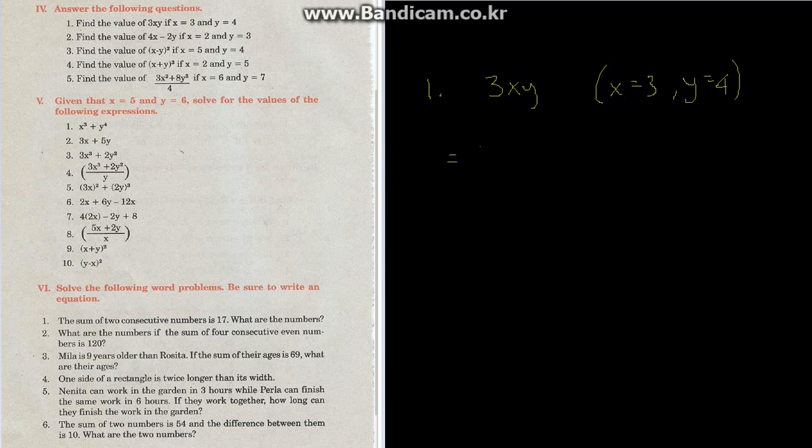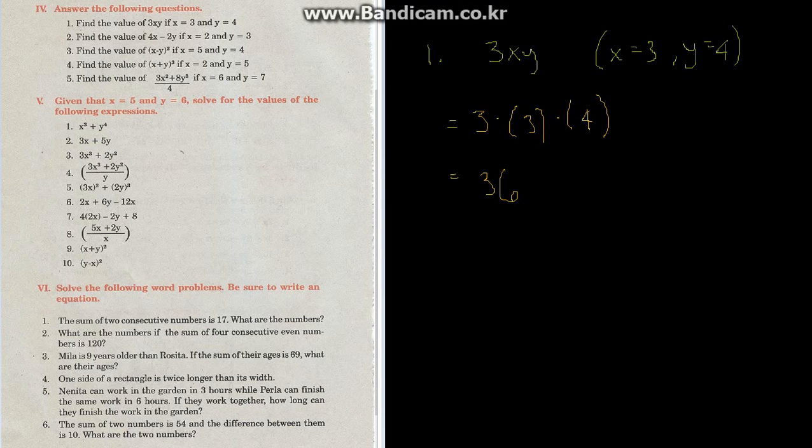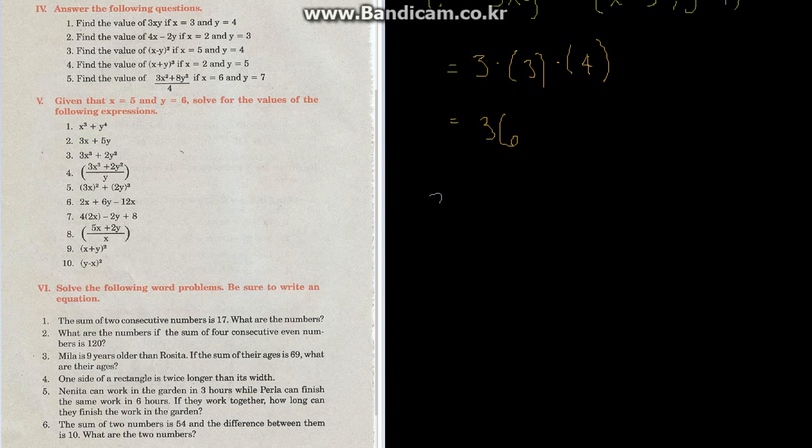Then we get 3 times x is 3 times y is 4, and 3 times 3 is 9, 9 times 4 is 36, right? So let's try number 2. Let's try number 3.